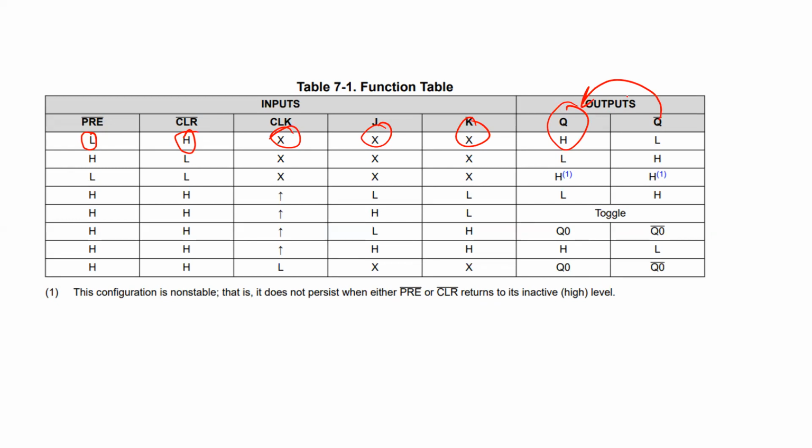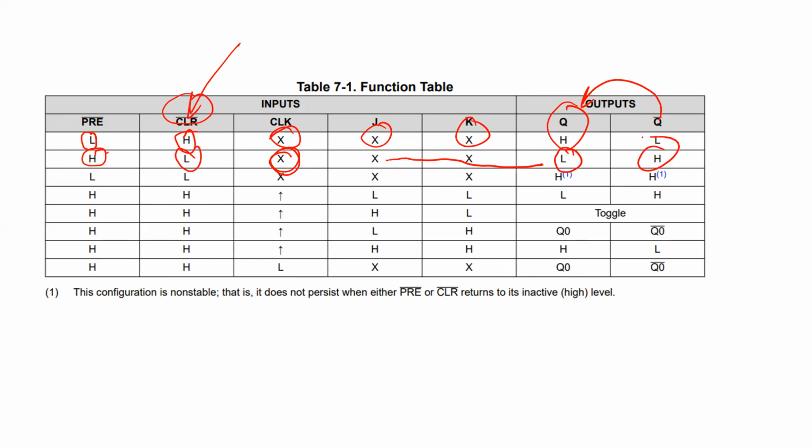Now let's look at the second one here. If I put here high and I put here low, that means you are triggering clear. Same thing: I'm not going to wait for the clock. It's going to happen immediately. Immediately you are going to have here low and high. So these two can be used for set and clear.